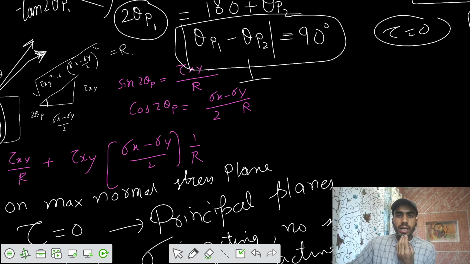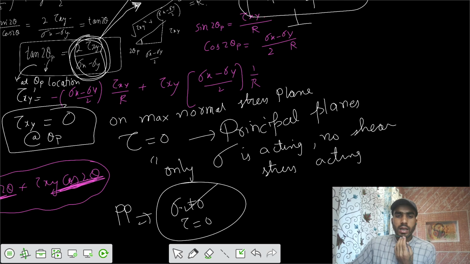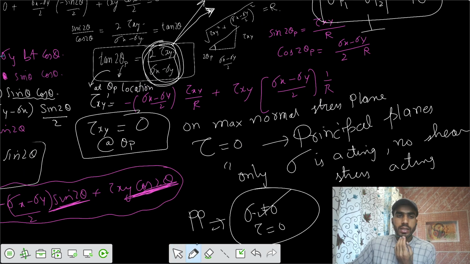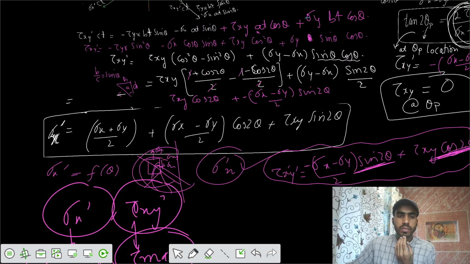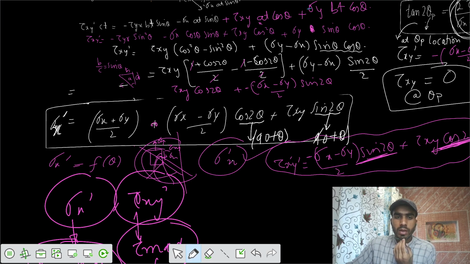So we got the two. Look, if you substitute the value of theta equals 90 plus theta in this equation for tau xy dash, you get the same equation, but with a sign change, where this value becomes negative and this value becomes negative. So we can call this sigma y dash.